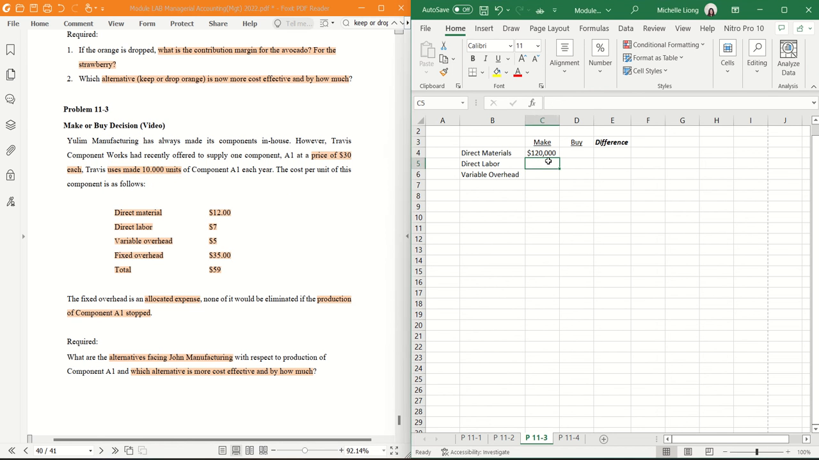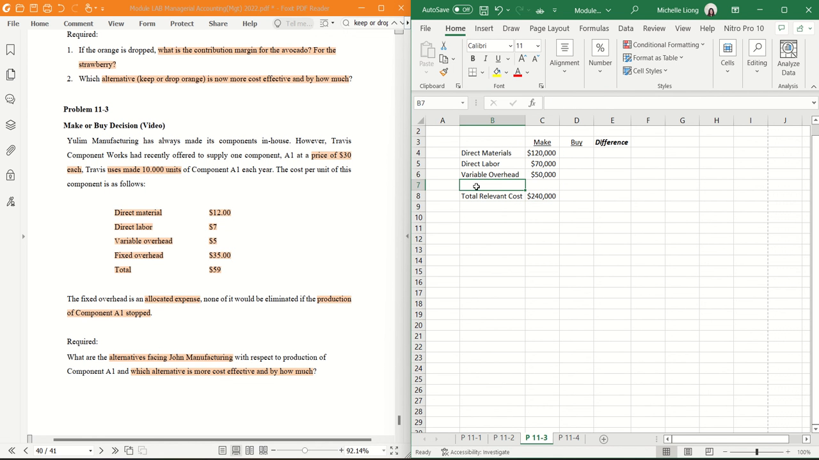So we need to calculate first. Direct labor is $7 per unit, so we produce 10,000 units. So we need to calculate that. And the variable overhead is $5 per unit. And we get this total for the total relevant cost, which is this much.